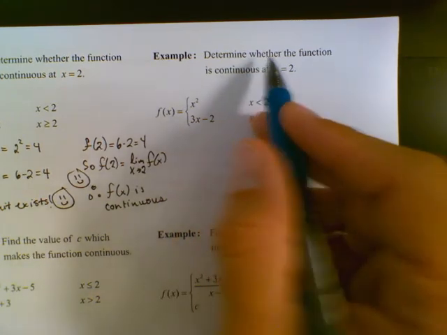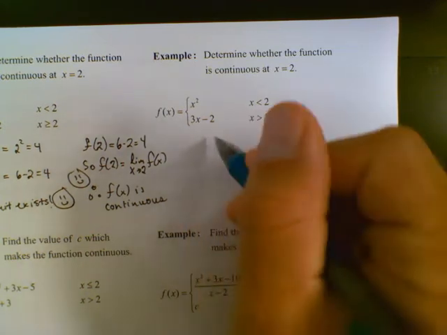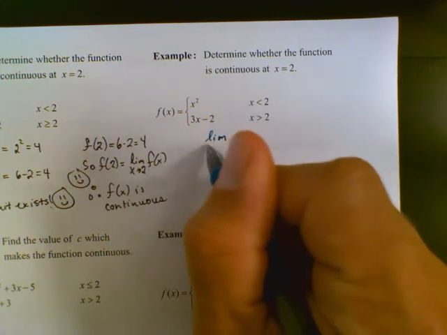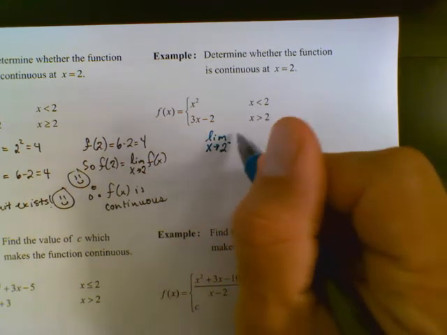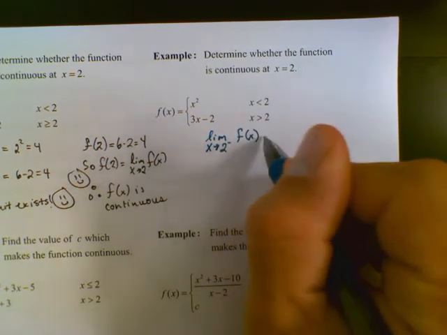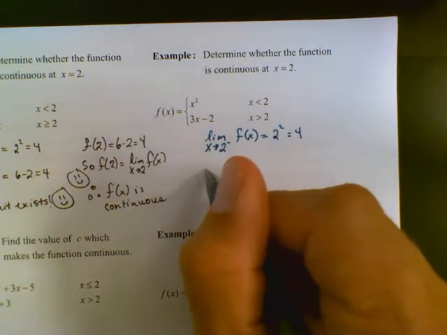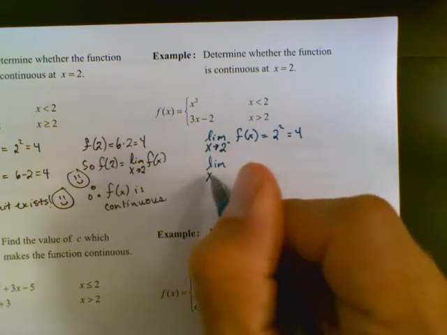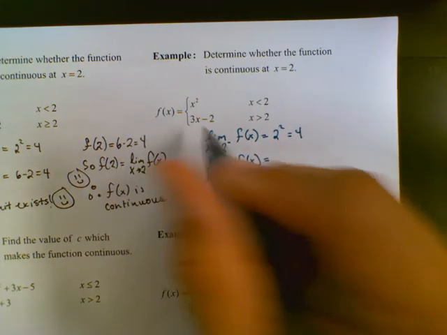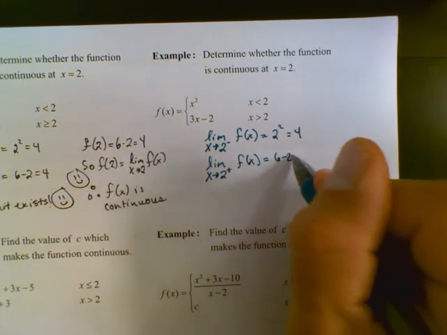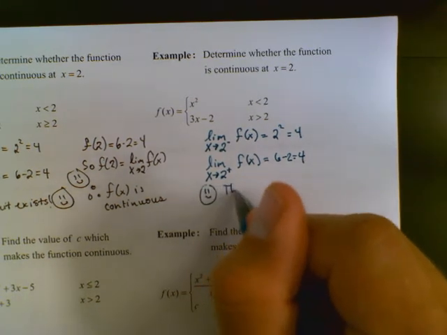Okay, so determine whether the function is continuous on this one. Well, in order to determine whether something is continuous, I need to make sure that the limit exists. So the limit from the left has to equal the limit from the right. Well, from the left, it looks like I'd get 2 squared, or 4. The limit from the right as x approaches 2, that would give me 6 minus 2, which is still 4. So we're pretty happy about that. The limit exists.